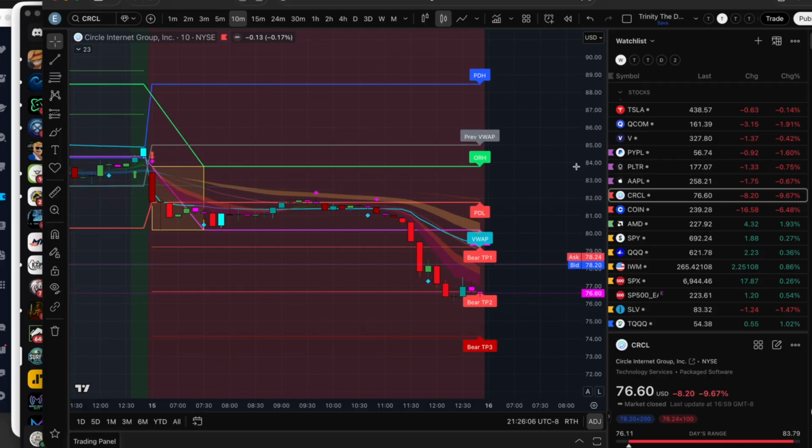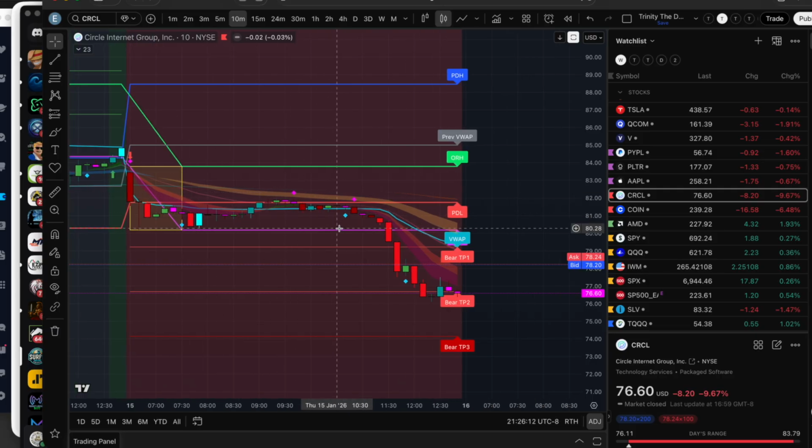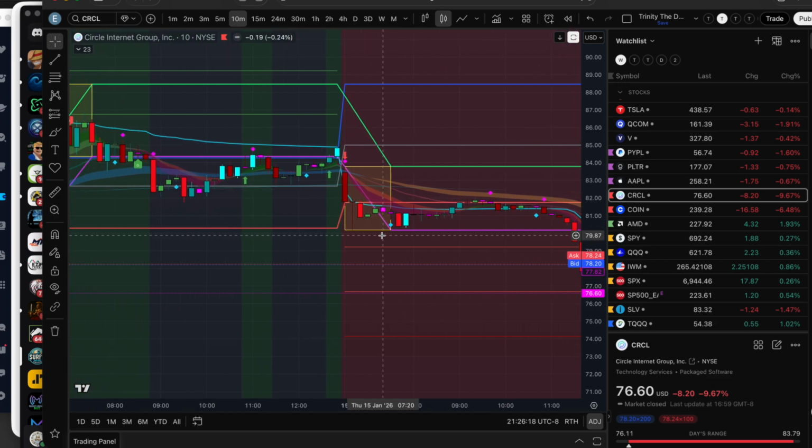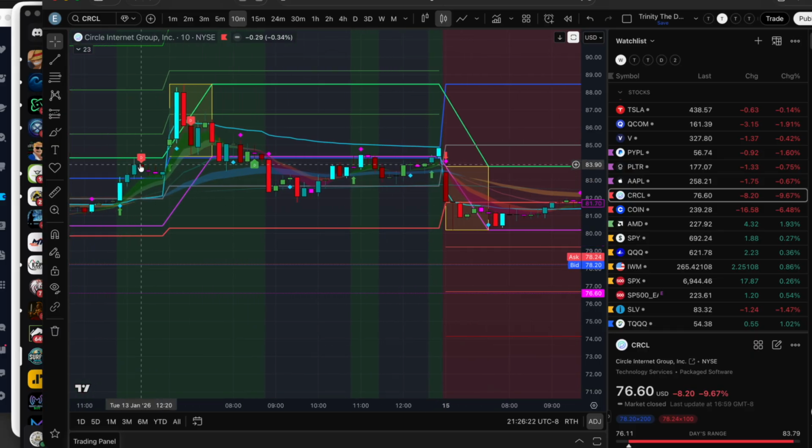So here we have our standard Trinity Cipher Pro. Once it's enabled, you get your sell diamonds and you get your buy diamonds. And you also get some divergence labels as well. So you can see bearish divergence, and you get bullish divergence.